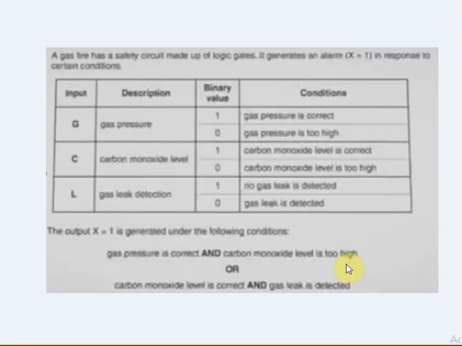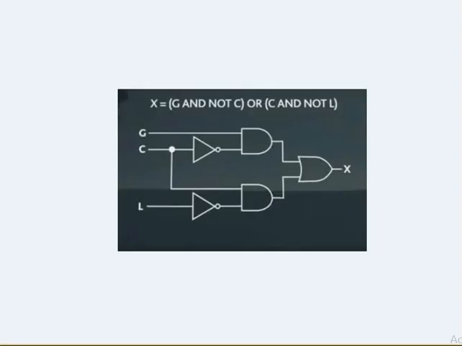Right? There are 2 conditions: this and this, this and this, either this or this. Now it is very clear, no? That is how we derive the logic gate. Gas is okay, but not the carbon monoxide. Carbon monoxide is okay, but leakage is not okay. Very simple, right? To AND with O.